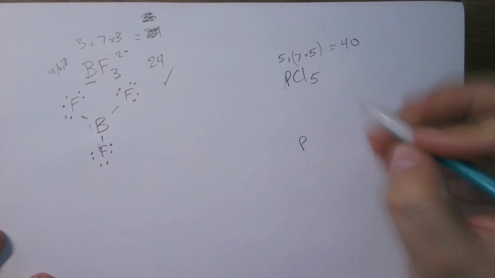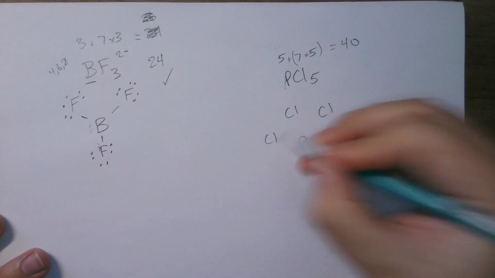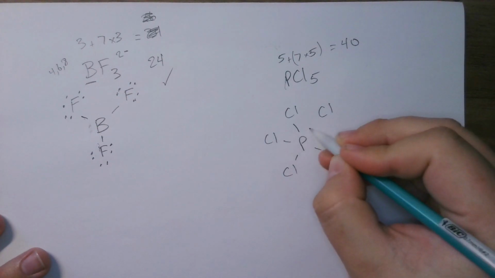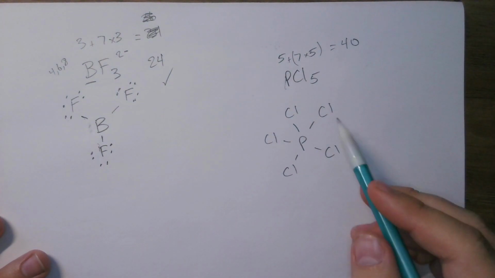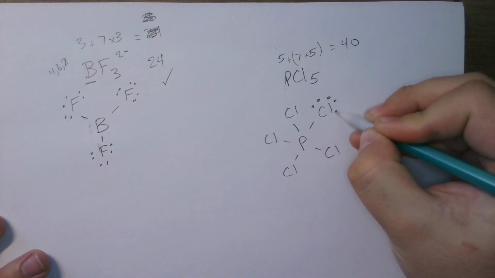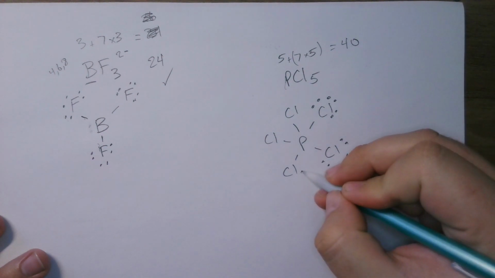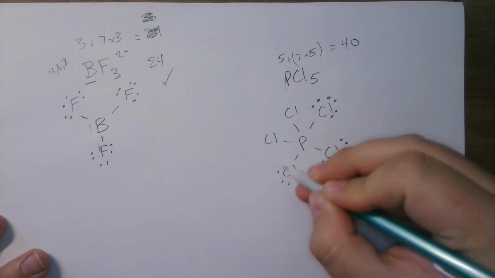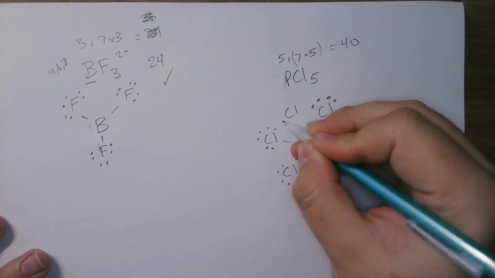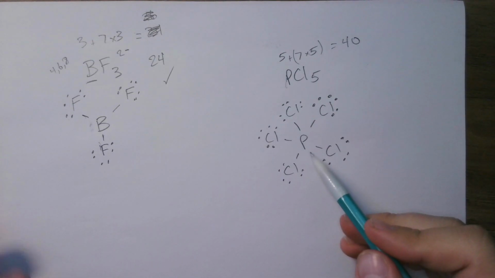Let's put phosphorus in the middle because it's the first one. Chlorines, there are 5, so I'm just going to space all those around as nicely as I can. Okay, my chlorines, I want to make them happy. They have 2 electrons, they need 8. So each of these chlorines is going to get 6 additional electrons to make them satisfied. Chlorines are all happy.